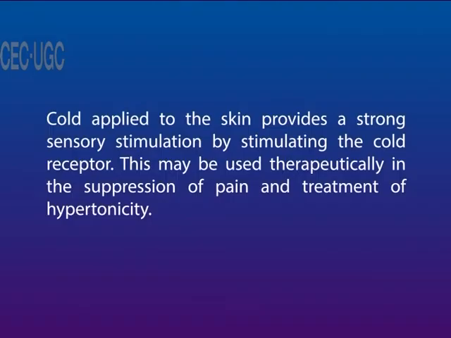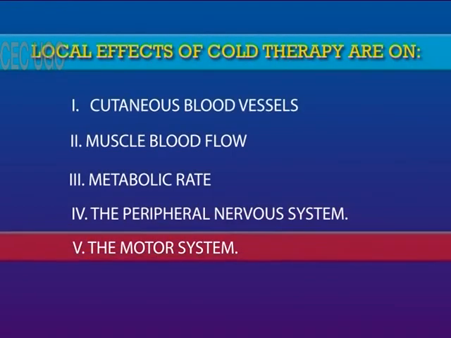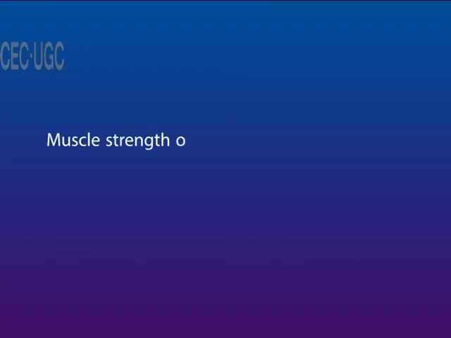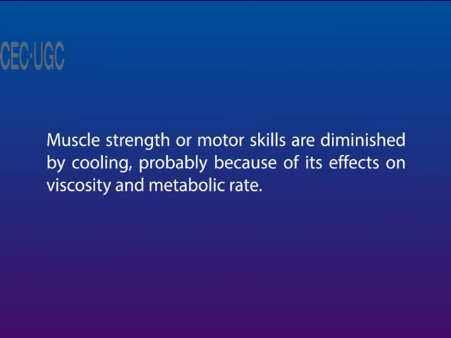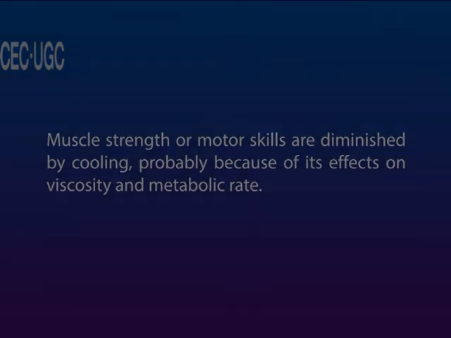Hypertonicity. If the cold is sufficiently intense, it reduces the conduction velocity of peripheral nerves. And the fifth one is on the motor system. Muscle strength and motor skills are diminished by cooling, probably because of its effect on viscosity and metabolic rate.